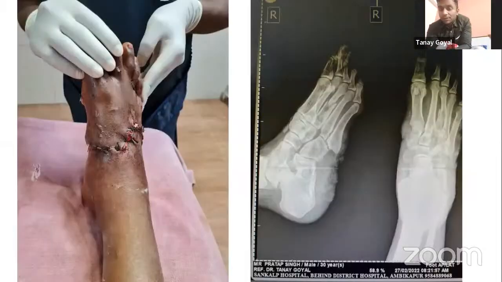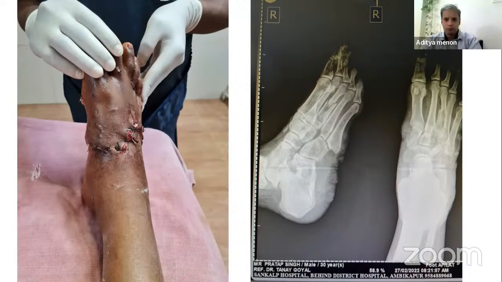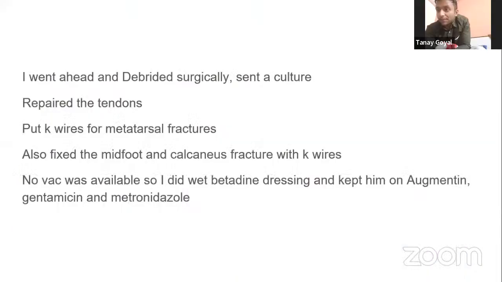So this was the wound. On the left, we can see the wound. And the X-ray shows a third metatarsal fracture along with a medial cuneiform fracture, and on the oblique image, we can also see an intra-articular calcaneus fracture. So I debrided surgically well, and I repaired the tendons, and I left it open because I did not have the VAC available that day, and I sent a culture. Two days later, the VAC came. So I applied a skin graft. I had a very good wound bed.